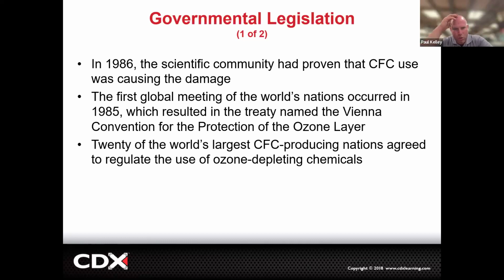We had the first global meeting of the world's nations in 85, and they created something called the Vienna Convention for the Protection of the Ozone Layer, and 20 of the world's largest CFC producing nations agreed we need to regulate the use of ozone depleting chemicals. One of the main things was like R12. A lot of the refrigerants, 22, 11, a lot of those. Okay, so they agreed, 20 of the world's largest companies.